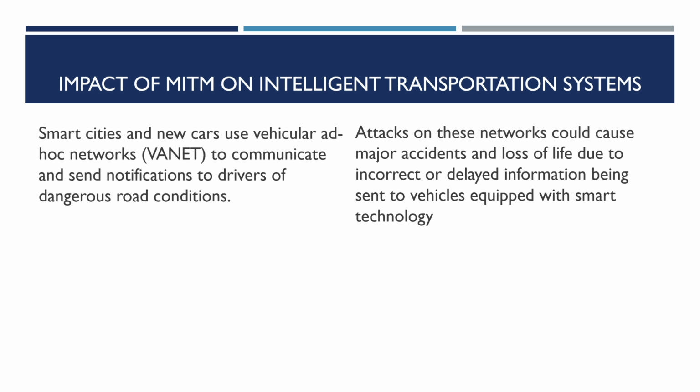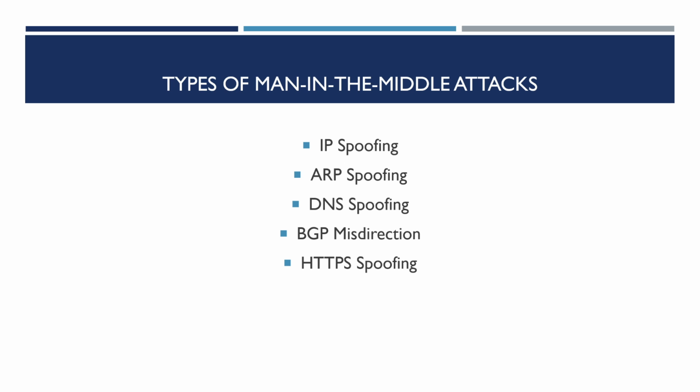So as far as the different types of man-in-the-middle attacks, these are just a few of them. Obviously, there are more than just this, but these are some of the most prominent: IP spoofing, address resolution protocol spoofing, DNS spoofing, BGP misdirection, and HTTPS spoofing. Again, these are just some of the most common ones. They're not the end-all be-all when it comes to man-in-the-middle attacks.